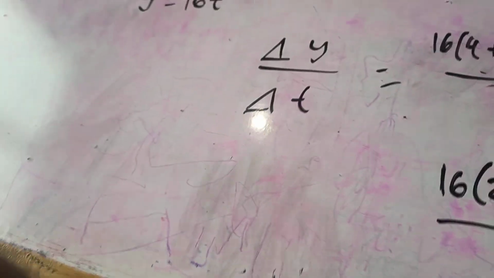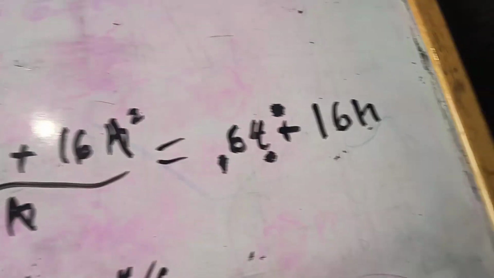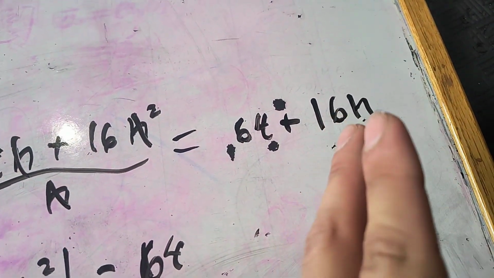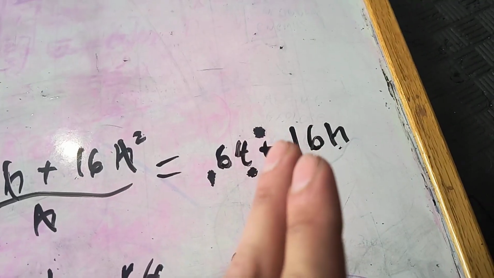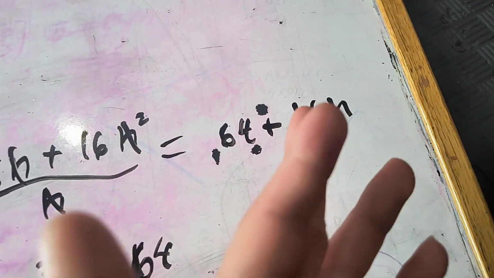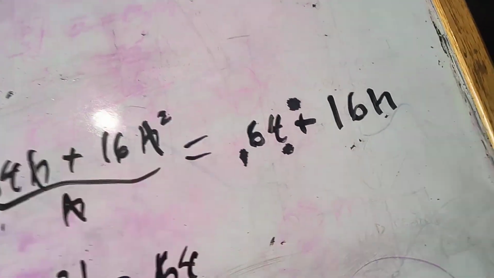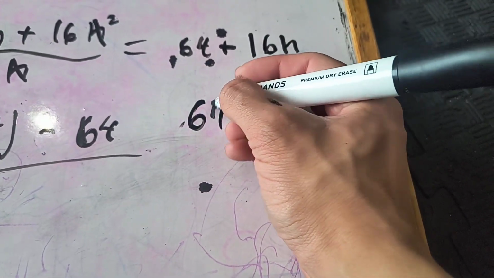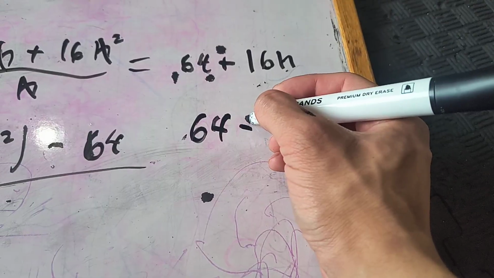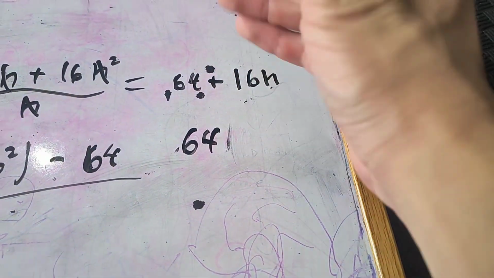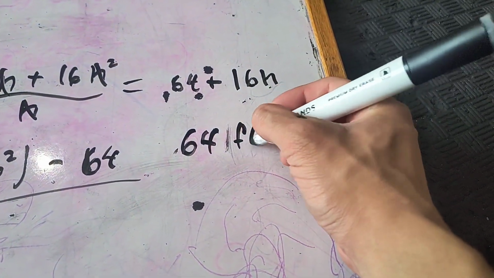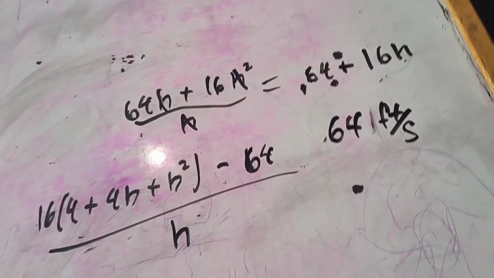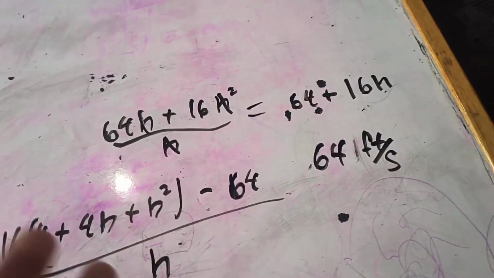Now, if we assume that we're getting closer and closer to 0 as we approximate the speed at 2, then h is getting closer and closer to 0, which means that 16h is getting closer and closer to 0. So we can ignore the 16h, and it essentially becomes 64 feet per second. And this would be the instantaneous speed, or the approximation of the instantaneous speed.